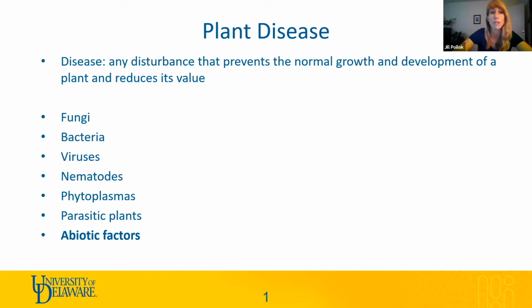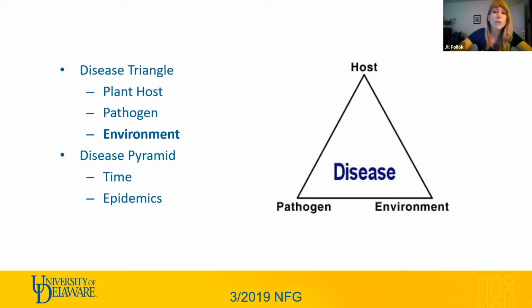Fungi are just the most prevalent, followed by bacteria, viruses, nematodes, phytoplasmas, parasitic plants, and I bolded abiotic factors because we don't always think about these when we talk about plant disease, but they're so important to the health of a plant. There are three things you need to get a disease: a susceptible host, a favorable environment, and the pathogen. And if you have all three of these things for enough time, then epidemics can happen.